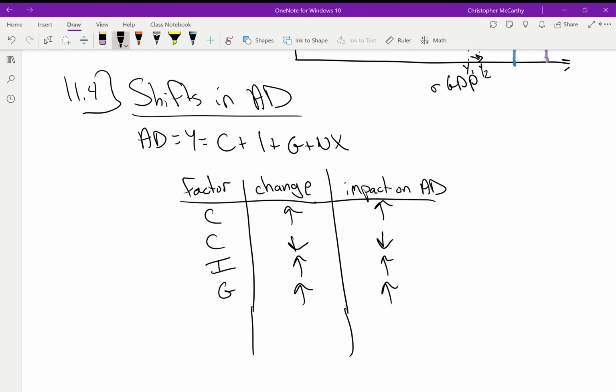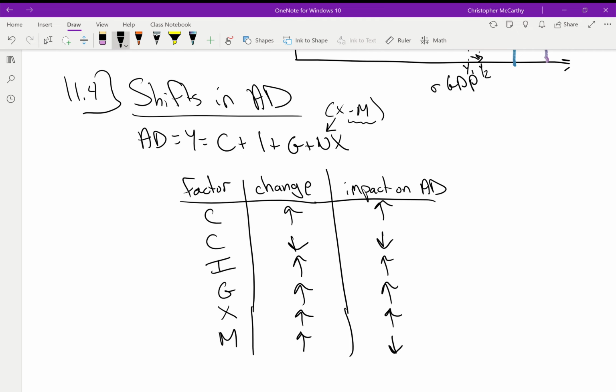It gets a little bit more complicated when we get to exports and imports, right? Because if we unpack this, it is X minus M. So we do have one thing that's included here inversely. Yes, as X increases, the aggregate demand shifts outwards. But as M increases, your aggregate demand is going to do the opposite and is going to shift inwards.